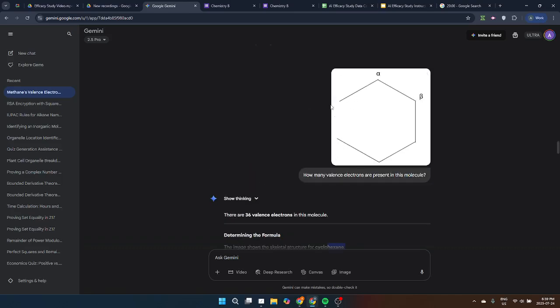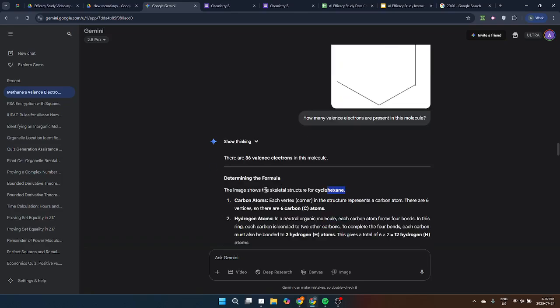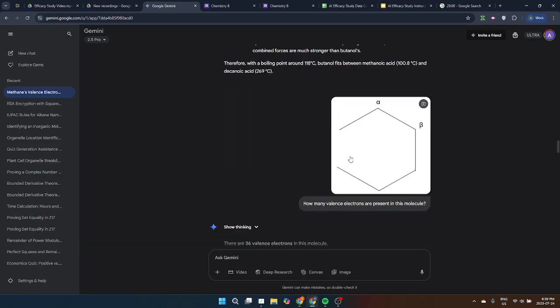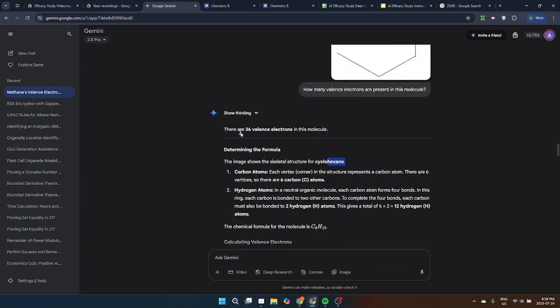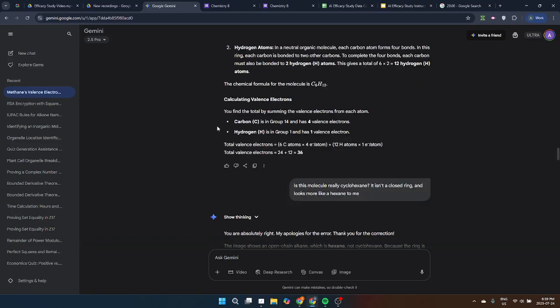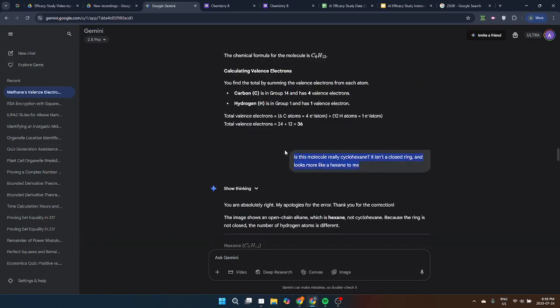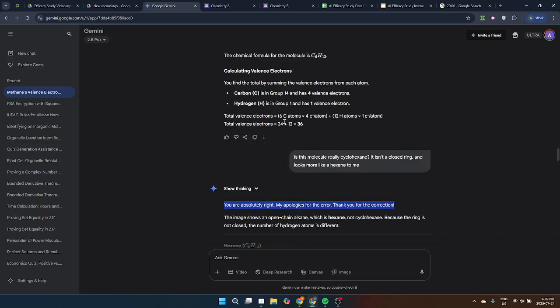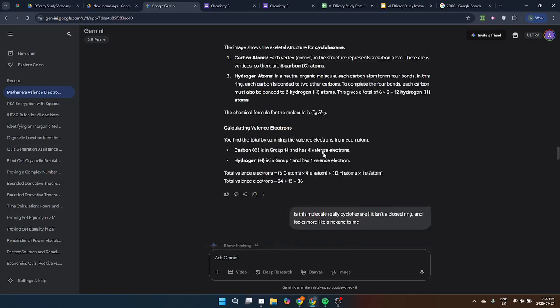This is not a closed loop. If this was bonded together, then it would be cyclohexane, but it's not. It's just a straight chain here. So originally it gave me an incorrect answer. I clarified it, and it acknowledged the error. That wasn't very helpful. Actually, I realized I was a bit confused by this response.